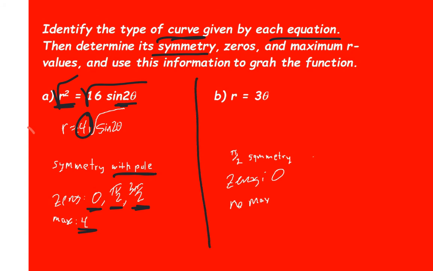Our second one right here is r equals 3 theta. So this is in the form of a spiral of Archimedes. This is Archimedes. It has a pi over 2 symmetry. The only zero is at 0, and they have no max values.